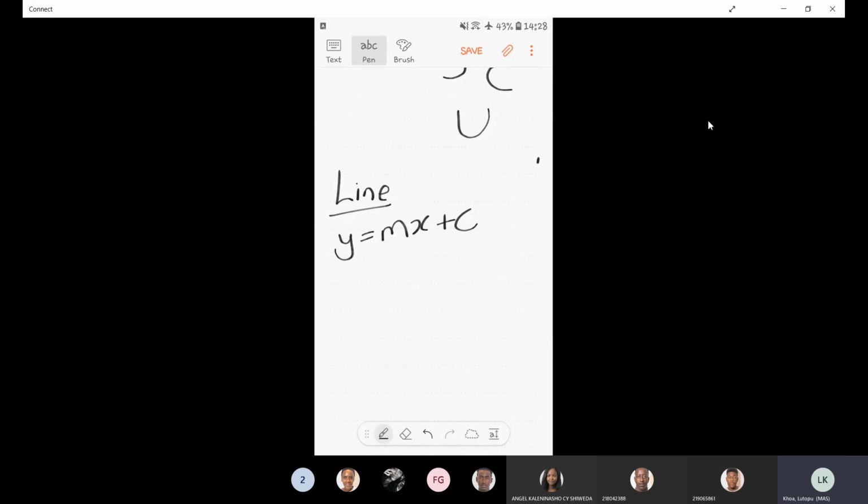So with the line y is equal to mx plus c, there are two ways to sketch it. The first way is to find the x and the y intercept. So the first one, you make y equal to 0, solve for x, and then the next one, make x equal to 0, solve for y, and then you connect those 2 points with a line.